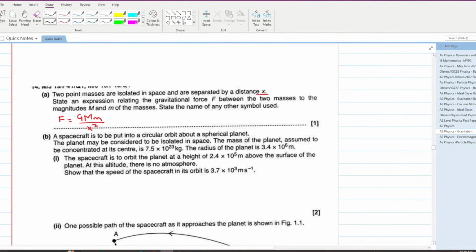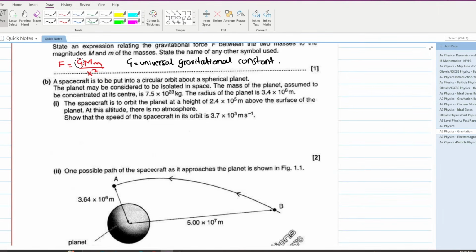Is there any symbol that I have used other than the provided in the question? Yes, this capital G. What is capital G equal to? Universal gravitational constant is the correct word, I guess. Universal gravitational constant. Simple as that. Nothing complicated, nothing rocket science here. Now, let's move on to part B.